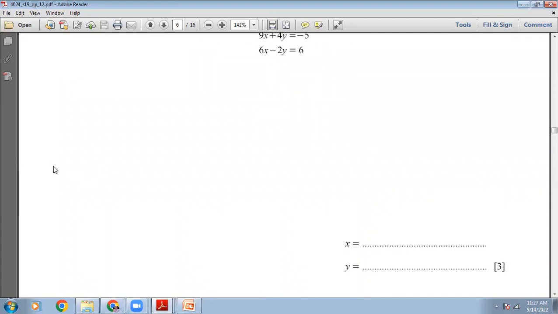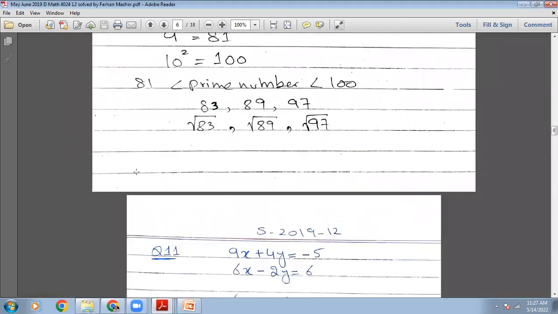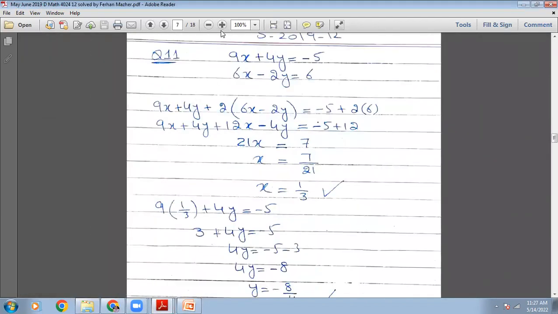Okay, the method is very simple. You can see in the first equation it is 4y and here it is minus 2y. So I will multiply the second equation by 2 and add it to the first equation, and I will use the horizontal way. First equation 9x plus 4y plus 2 bracket 6x minus 2y bracket close equals minus 5 plus 2 bracket 6. So it will be 9x plus 4y plus 12x minus 4y equals minus 5 plus 12.